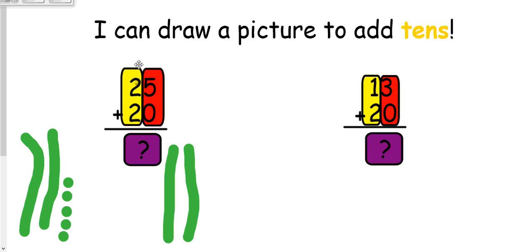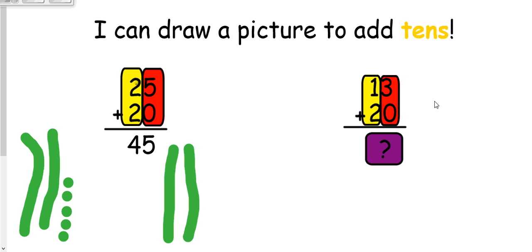Let's double check that I drew it correctly. 25, 2 10s, 5 1s, put together with 20, 2 10s, 0 1s. All right, now we're ready to count. Let's count all of our 10s first. Count with me. 10, 20, 30, 40, 41, 42, 43, 44, 45. 25 plus 20 equals 45.